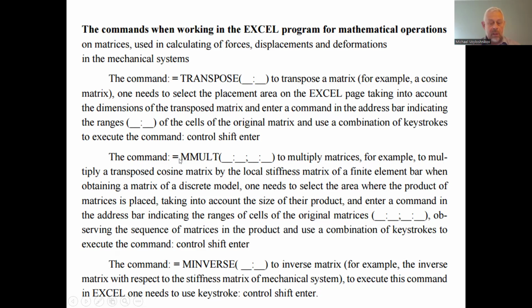The command mmult, to multiply matrices in the Excel. For example, to multiply the transposed cosine matrix by the local stiffness matrix of a finite element bar when obtaining a matrix of the discrete model, one needs to select the area where the product of matrices is placed, take into account the size of the product, and enter a command in the address bar indicating the ranges of cells of the original matrices, observing the sequence of matrices in the product, and use the combination of keystrokes Control-Shift-Enter to execute the command.